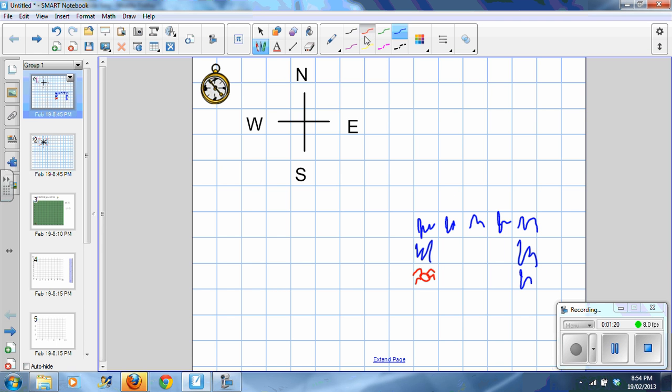Now let's record the journey of our bug. Here is our bug. He went 1, 2 north. Our bug went 1, 2, 3, 4 east. And our bug went 1, 2 south. And students will be able to create their own bug journey.